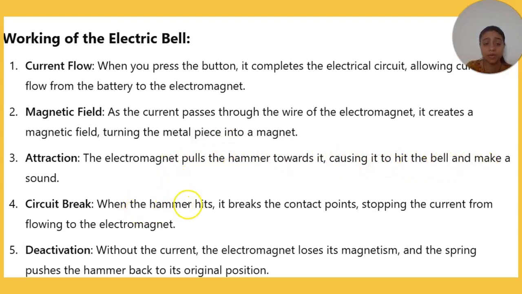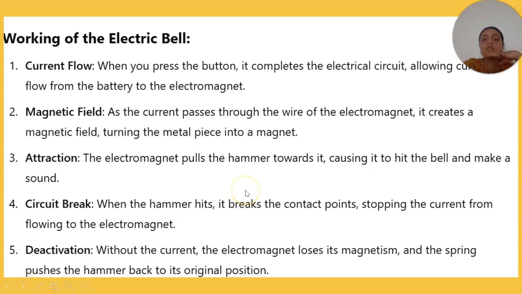And then the circuit breaks as well. When the hammer hits, it breaks the contact point, stopping the current from flowing to the electromagnet, and then it gets deactivated. Without the current, the electromagnet loses its magnetism and the spring pushes the hammer back to its original position. Okay, that means the current flow is stopped, right? So in this way the electric bell works, all right, that is its function.